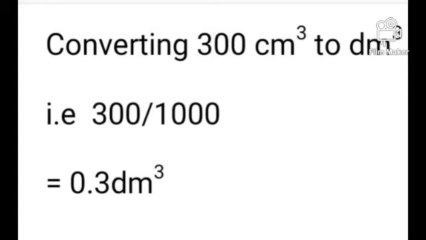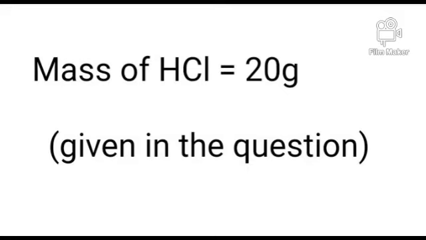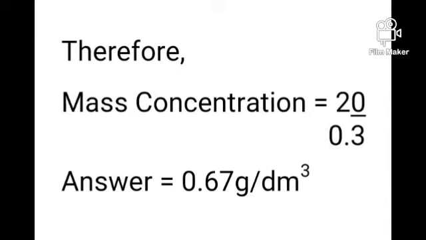Having gotten that, we are going to now input this into the general formula. But of course, before we do that, we know that we have been given the mass of HCl to be 20 grams. Knowing that, we now input this into the general formula, which means we say 20 divided by 0.3. When we press our calculator, we come out with 0.67 grams per dm cubed. That is the mass concentration.